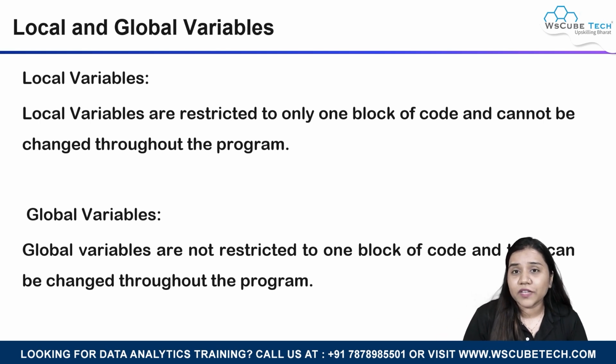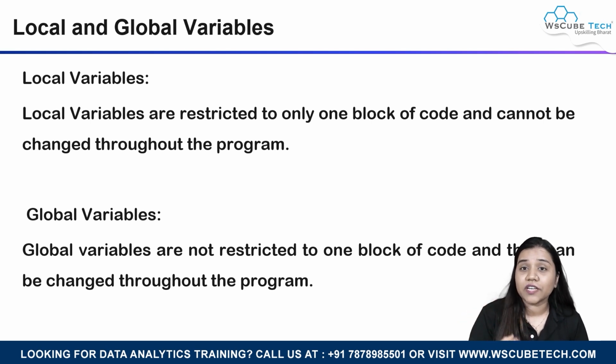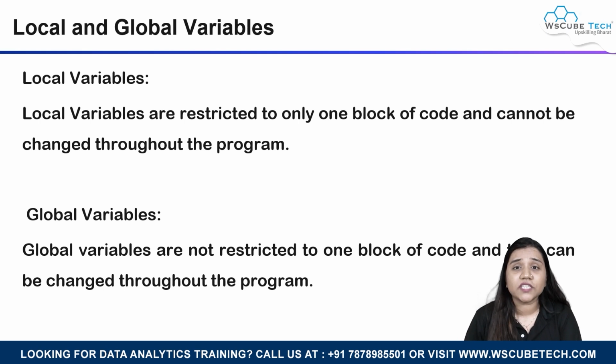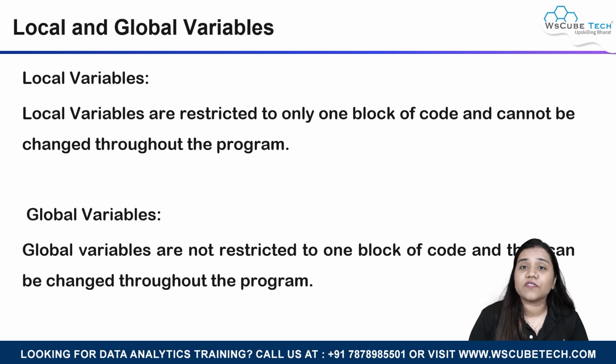Global variables are those variables which are not restricted to one block of code. What does this mean? Suppose you have created a variable outside the function and now you're using it inside the function and changing its value as well. Then it will be changed when you use it outside the function, when you run the program. To make that happen, all we need to do is use the global term over here. So first of all, let's understand local and global variables with the help of an example in Python.